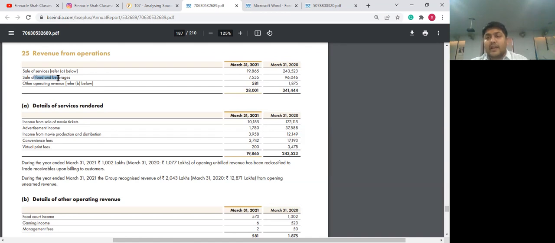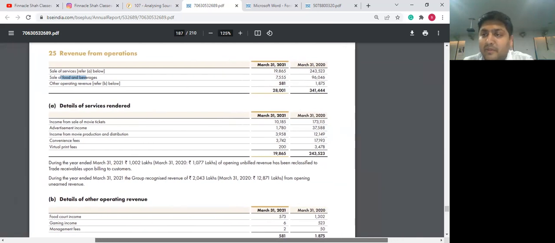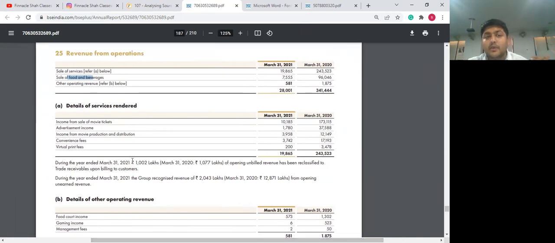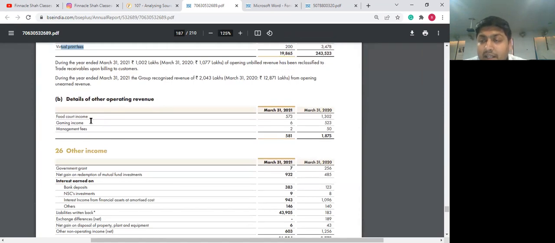Now, as you may already be aware, PVR generates a significant amount of revenue from the food and beverages segment. Precisely, you can also see sub-segments of the services revenue. It could be movie tickets, it could be advertisement revenue, production and distribution, convenience fees, and virtual print fees. Now, these are certain cuts on a product basis or on a service by service basis you can analyze. In fact, other operating revenue also, you have a breakup available: food court income, gaming income, as well as management.